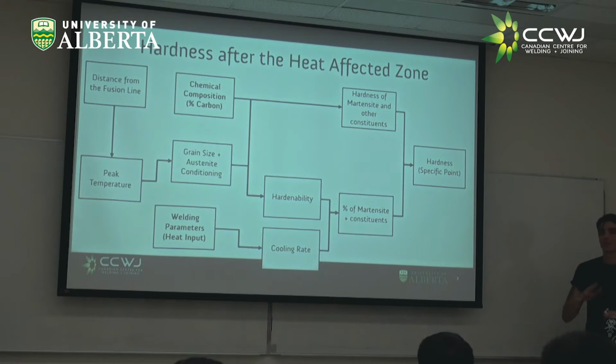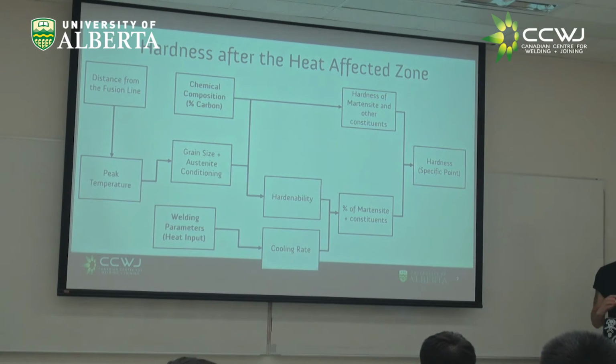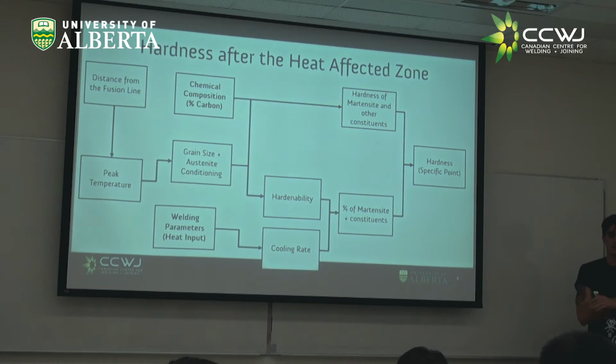Mendes said, but the peak temperature is going to change. And when the peak temperature changes, the grain size changes. And when the grain size changes, the hardenability changes. So basically, what you have to keep in mind is that for each point of your heat affected zone, you might need a new CCT, right? Of course, we are not going to do that. But that's something you have to keep in mind. Each point of a heat affected zone is unique.